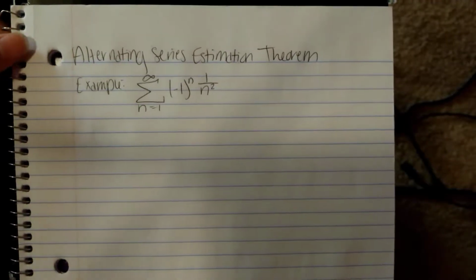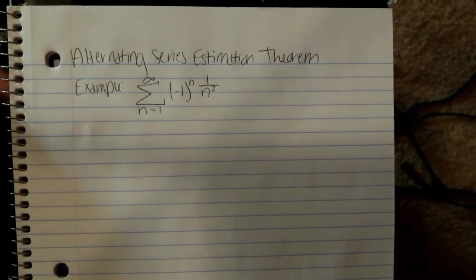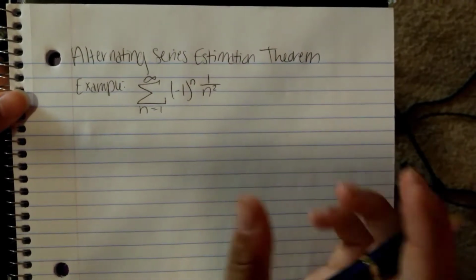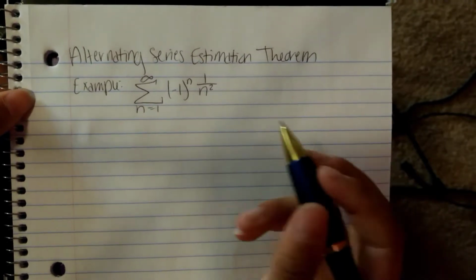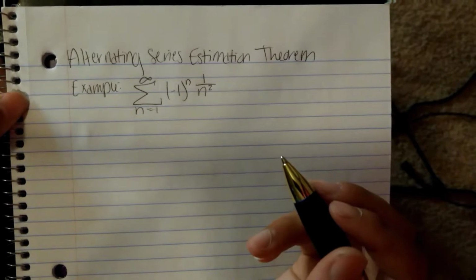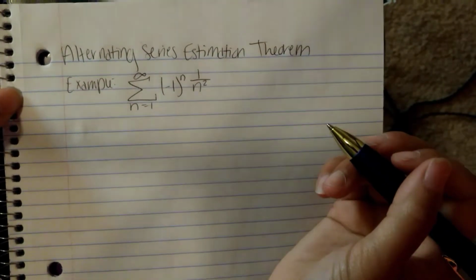Series estimation theorem. This is a way for you to guess the sum of a series that does not have a finite number of terms, so an infinite series. It's a way for you to take the sum and it leaves you with an error, and the error would be your first unused term.